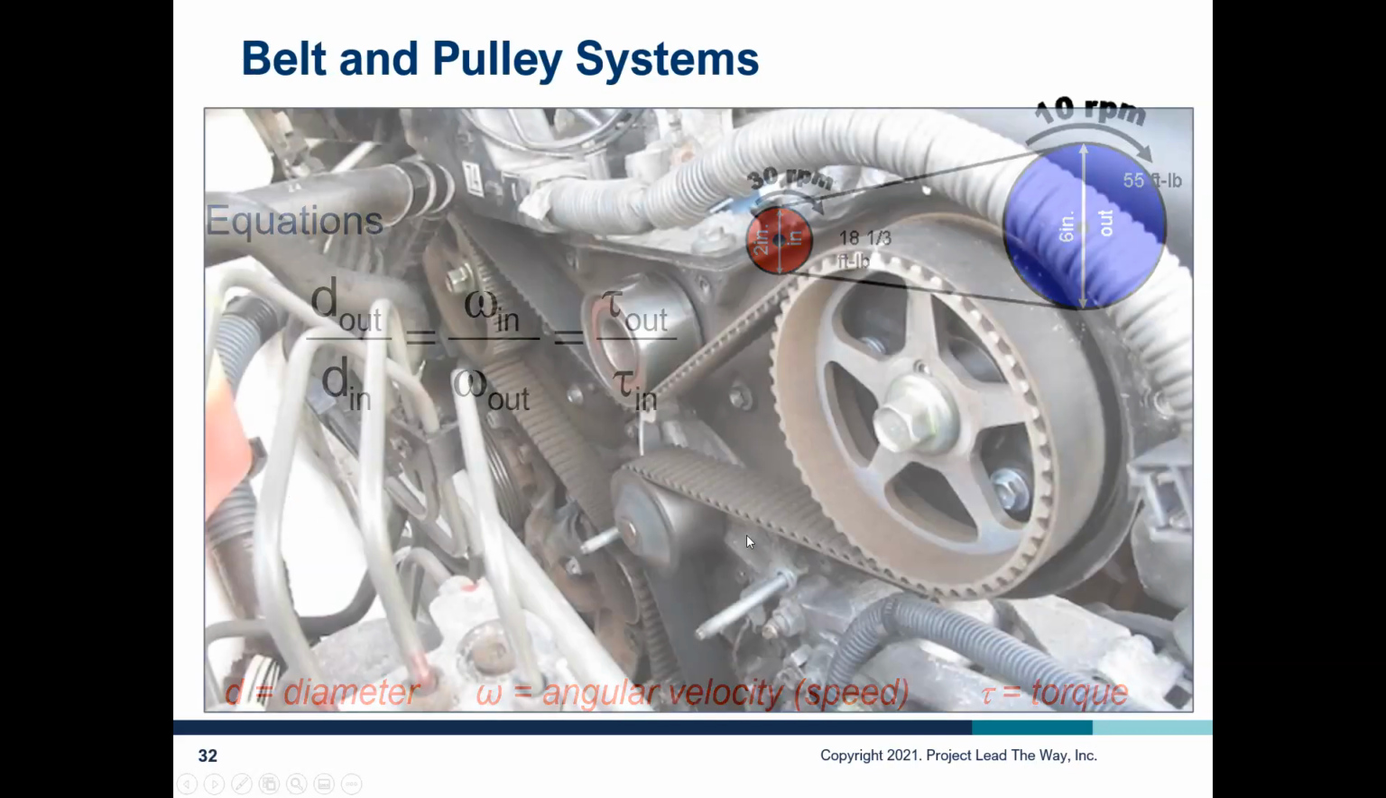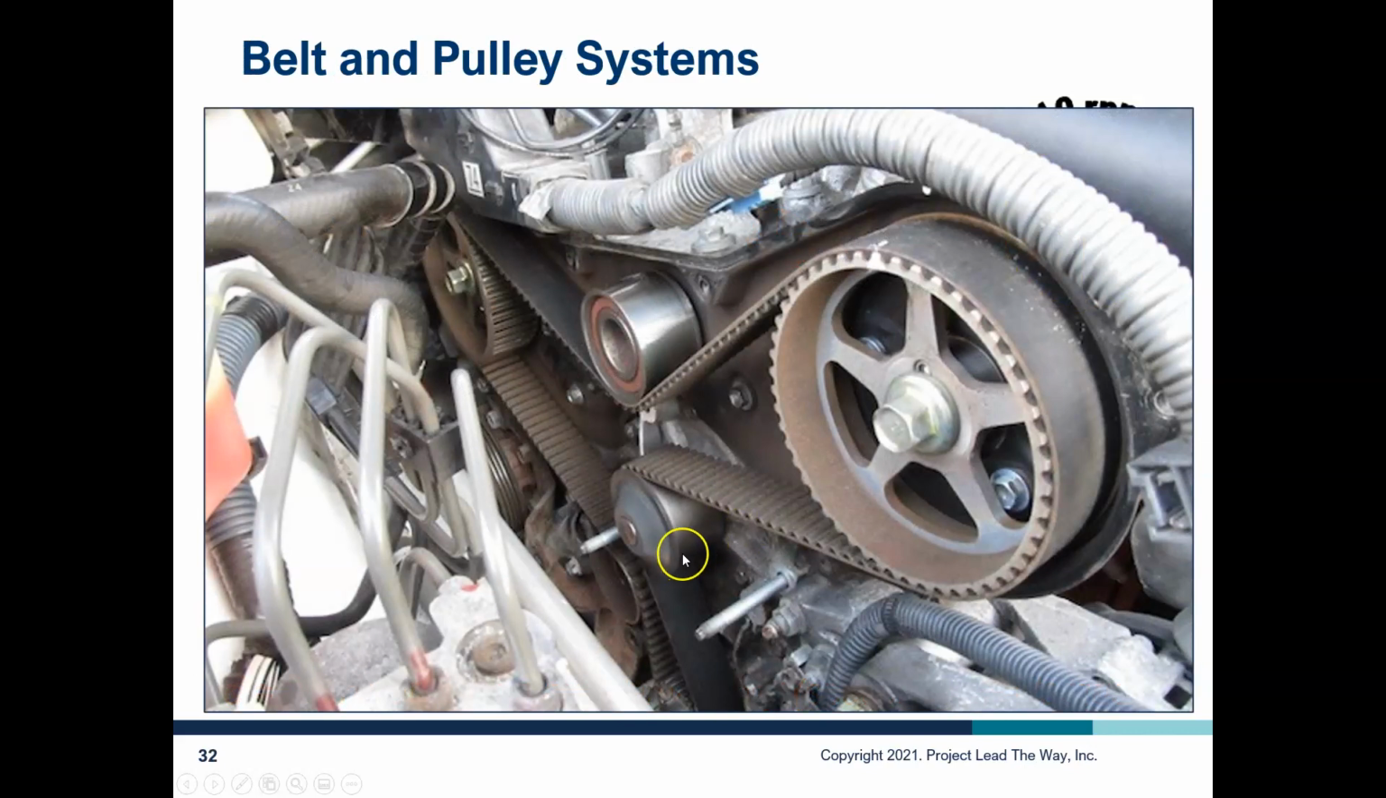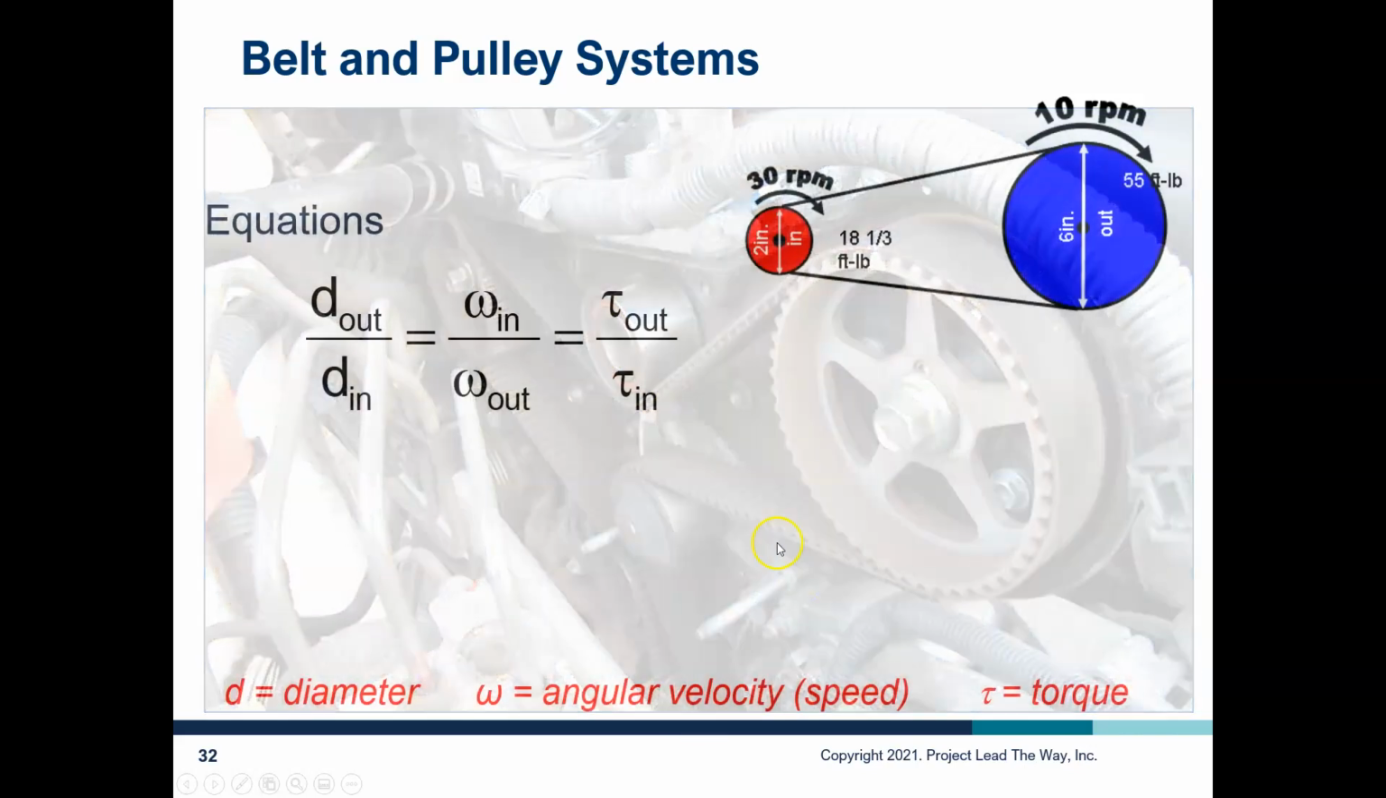What about a belt and pulley system? Well, here's an example of a belt and pulley system found on a vehicle. You may have seen this in your own car where you've got a belt snaking its way through a bunch of different pulleys to make a bunch of different things happen.